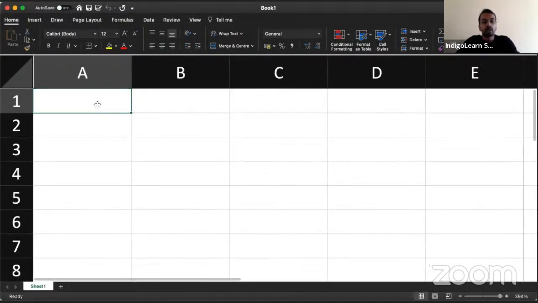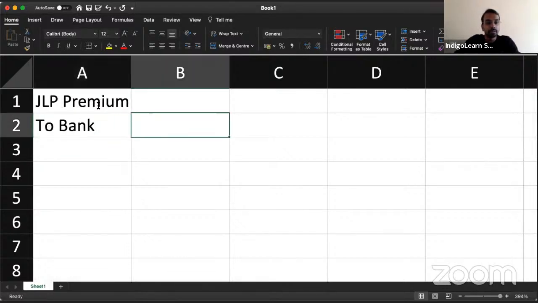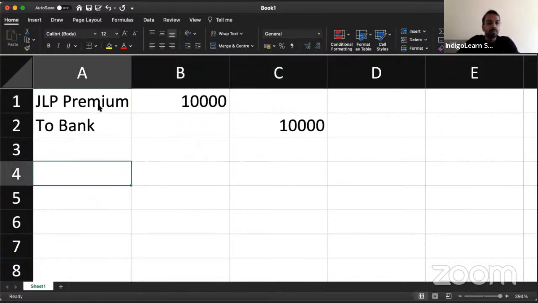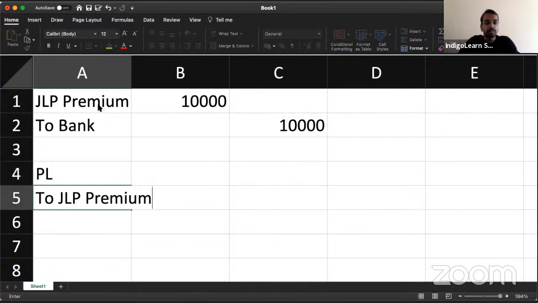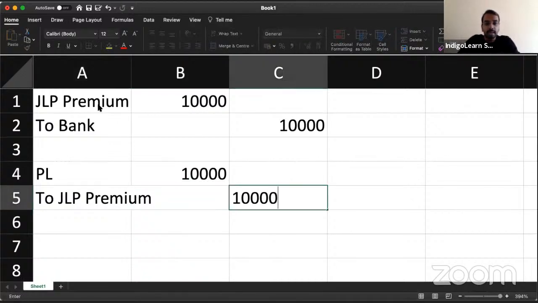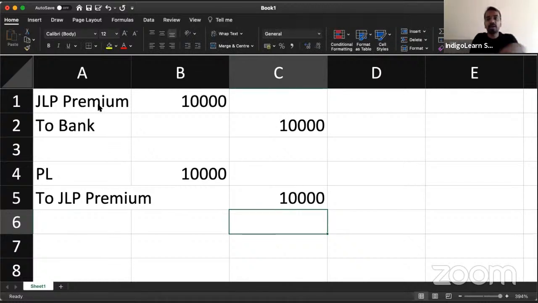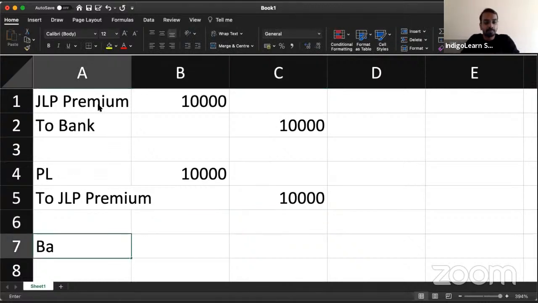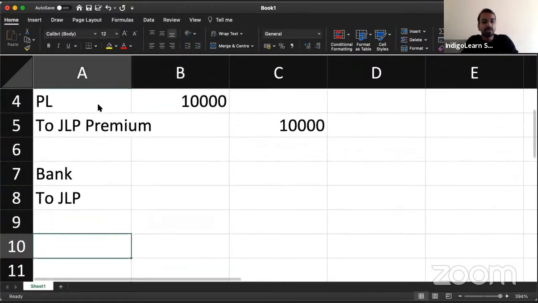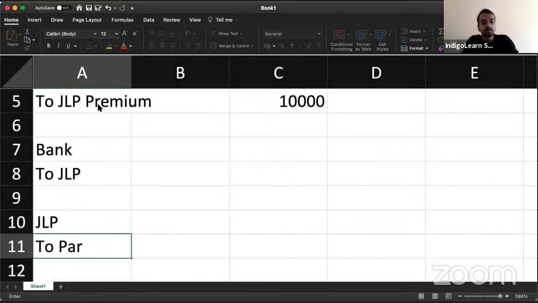So under the first method, what do we do? Whenever we pay, we say JLP premium to bank 10,000, 10,000, right? And then what we do, we'll transfer this to P&L, to JLP, joint life policy premium. Don't write shortcuts in the examination. And whenever you receive money, you debit bank and you credit the joint life policy account. And then whatever is the balance in joint life policy, you transfer it to the partners in their profit sharing ratio. This is the first method.